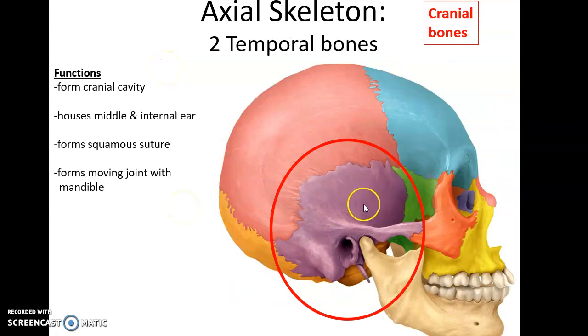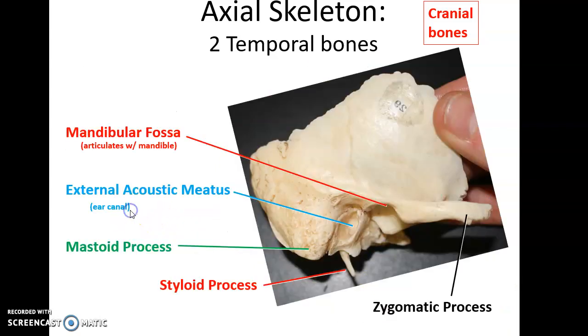All right, moving on to the temporal bone. These 2 temporal bones, right and left, are on the lateral sides of the skull. They help to form the cranial cavity. They house the middle and internal ear. They help to form the squamous suture. And they form the only movable joint of the skull by forming a joint that moves with the mandible, so we can use our mandible.